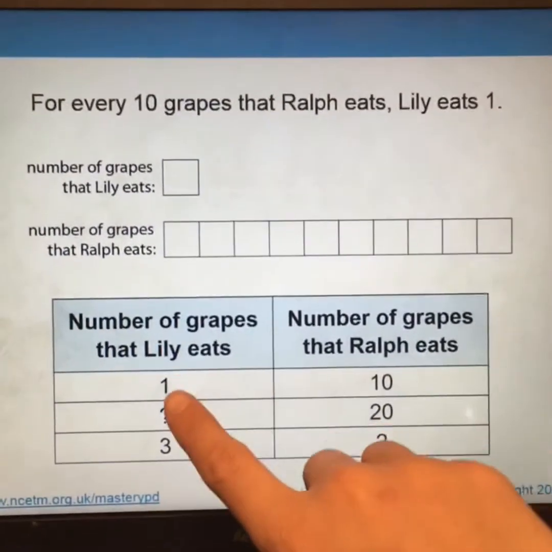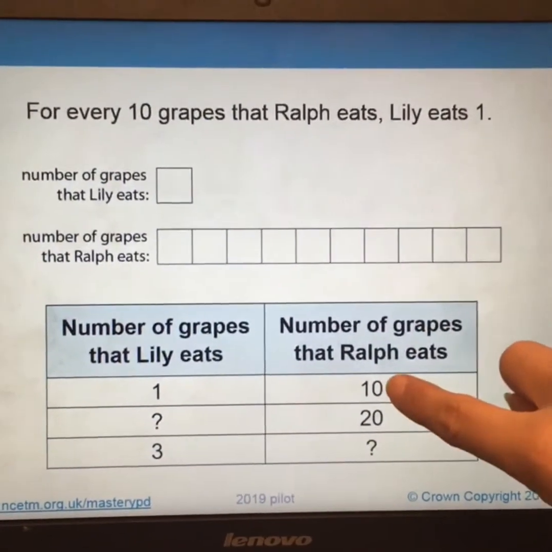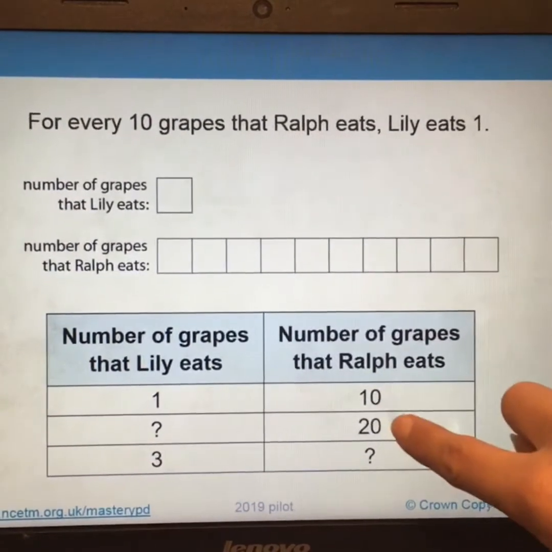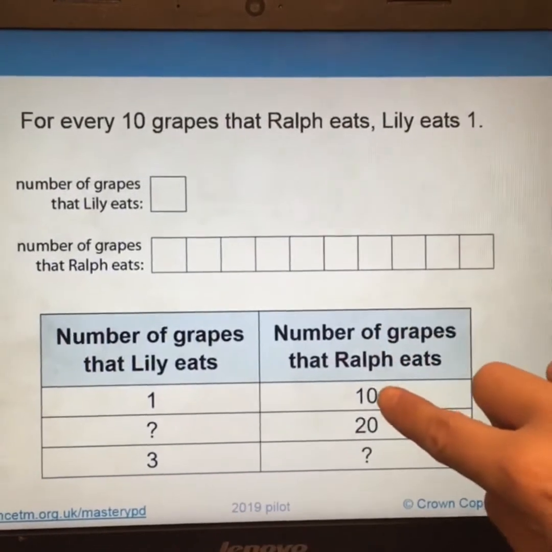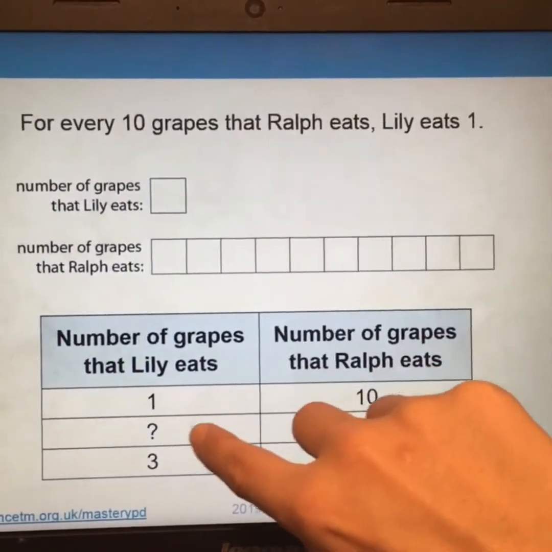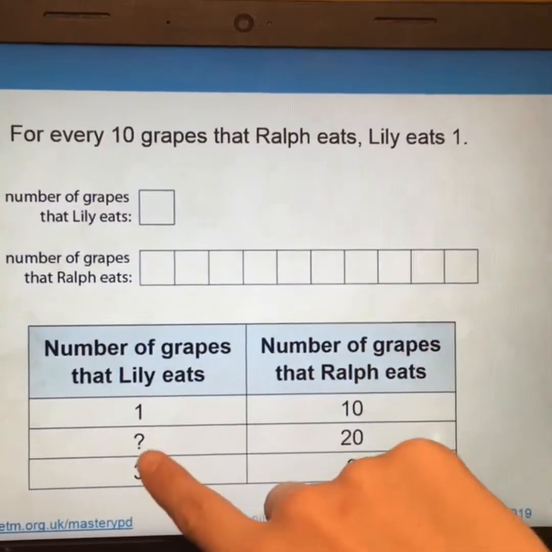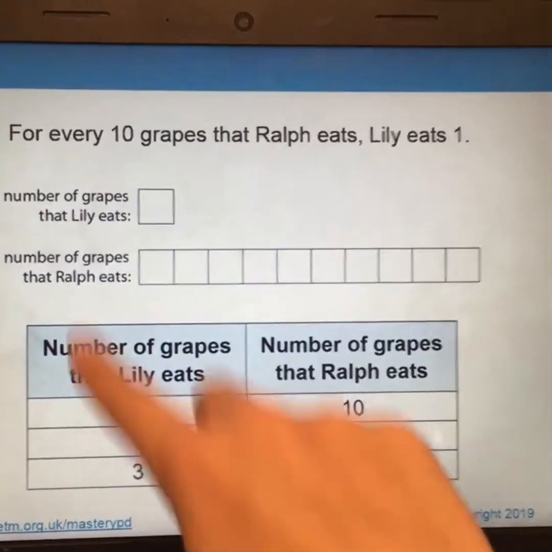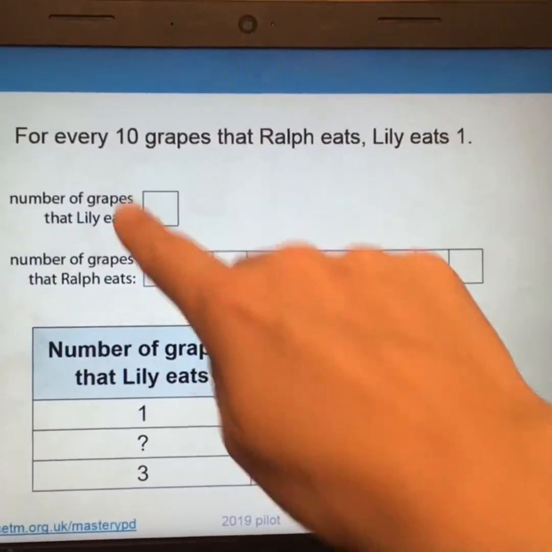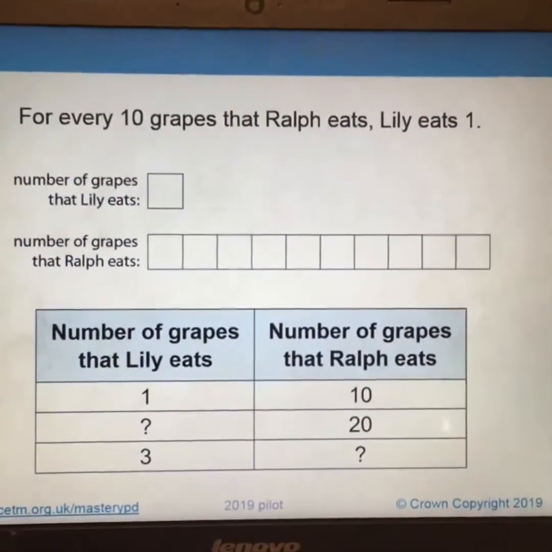So hopefully you can see that you've timesed it by 2 to get from 10 to 20, and each one of these is now worth 2. So because you've times this side by 2, you need to times this side by 2. This is now worth 2. So if Lily eats 2 grapes, Ralph will eat 20. If Lily eats 3 grapes, so this 1 part equals 3, Ralph will eat 10 times 3, which is 30.